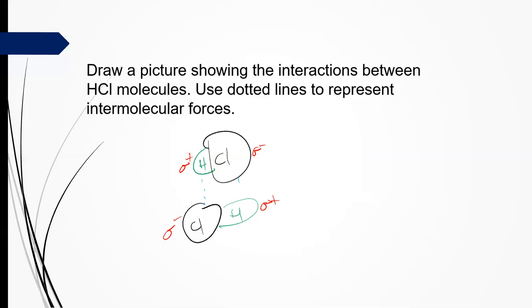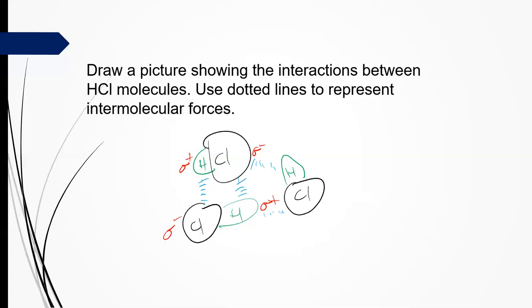Let me dash those in a different way. If we added in another chlorine, we might have that chlorine over here, and we might have that hydrogen over here. You can see how they can start to take on an organization based on these attractions.